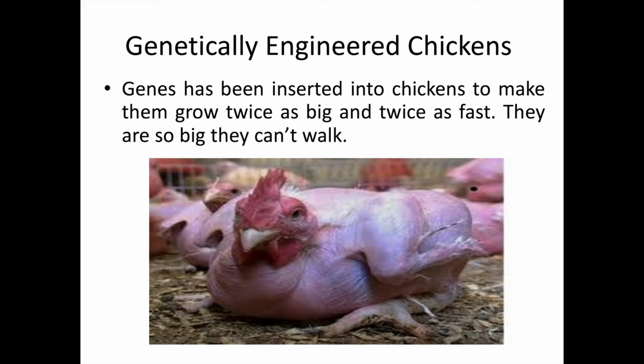Genetically engineered chickens. Genes have been inserted into chickens, specifically the embryo, to make them grow twice as big and twice as fast. They are also big to the point that they can't walk. Same thing with the GMO fish, they can grow as big as possible, and when they are put into the market, they will be able to weigh more. It means more profit.